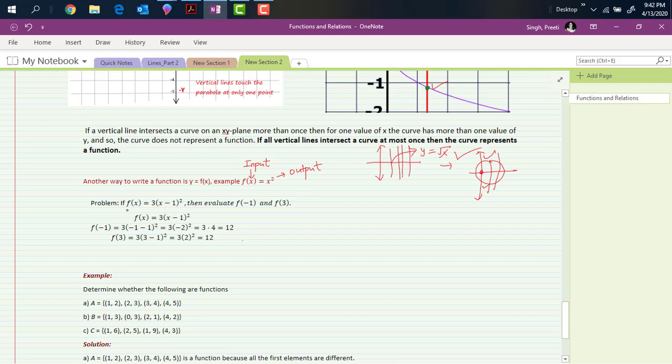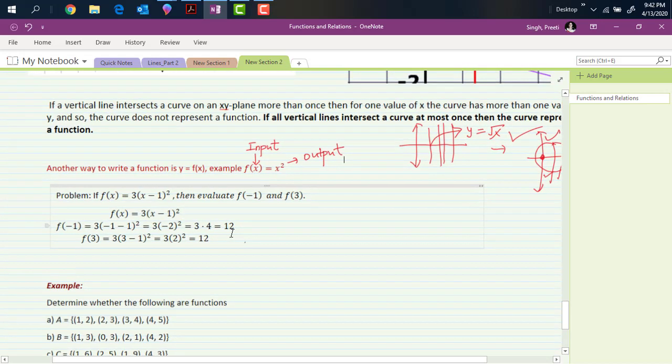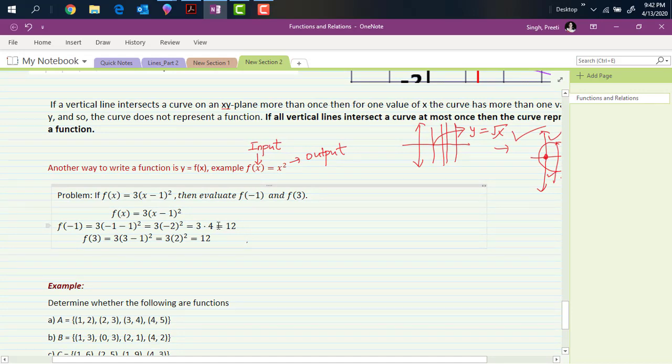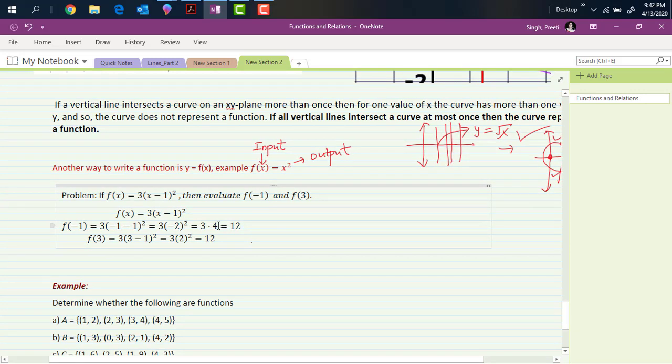For example, if your problem is f of x equals 3 times (x minus 1) whole squared, let's zoom in a little bit. Then evaluate f of negative 1. These kinds of questions are very popular in higher math as well. You should know what the input does to the function. So if this is my function, what is f of negative 1 and what is f of 3? f of negative 1 means the input is negative 1. What does input negative 1 do to this function? You put negative 1 here, so negative 1 minus 1 squared, negative 2 squared is 4, 3 times 4, which is 12. Similarly, f of 3 equals 3 times (3 minus 1) squared, 2 squared is 4, and 12.